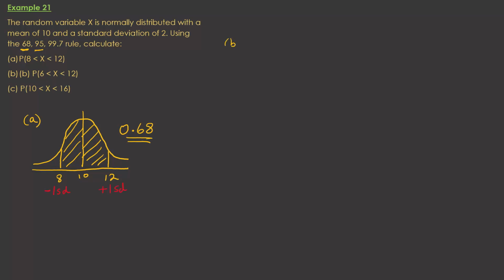So let's look at B. That's between 6 and 12. The mean is at 10. And if we have 12 here, 6 is over here. And remember the standard deviation is 2. So this is take away 2 standard deviations from the mean. And this is 1 standard deviation. So what we want is this area added to this area.